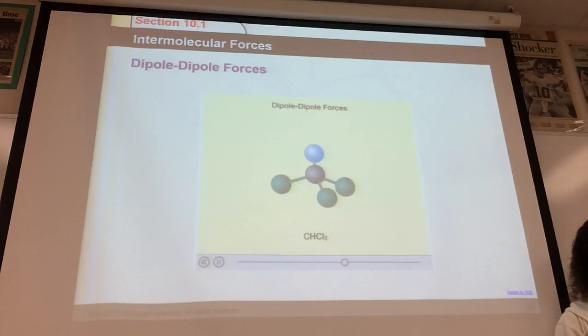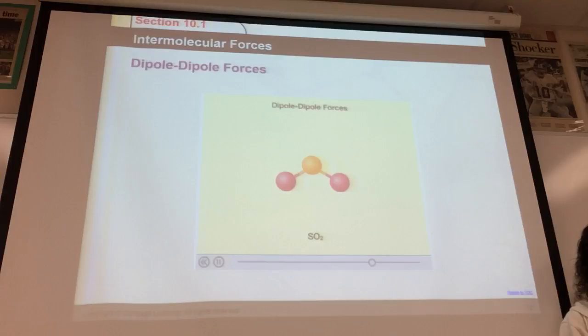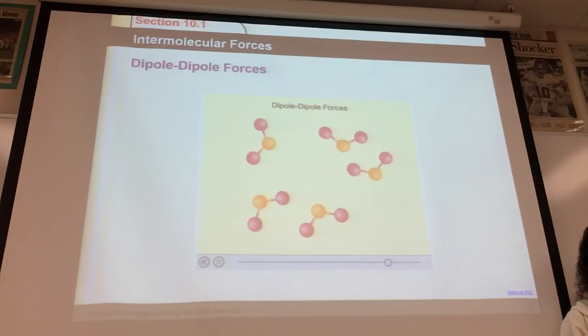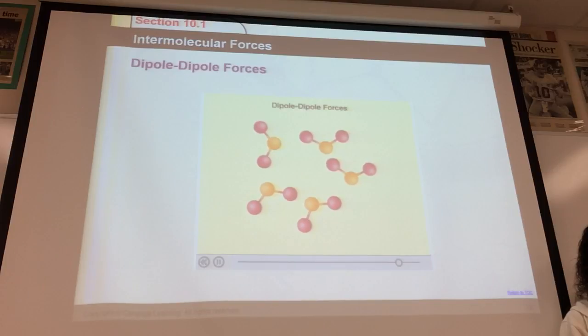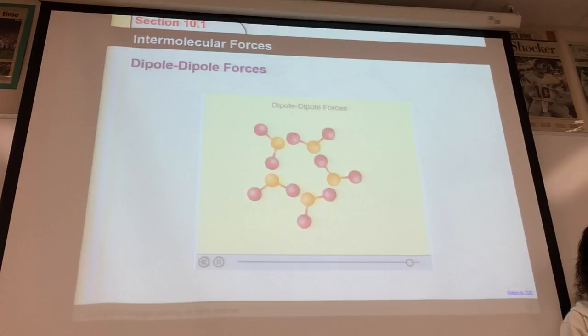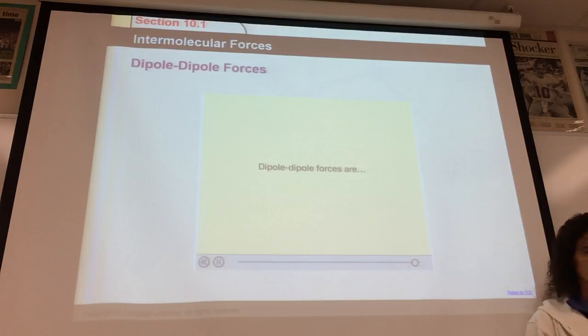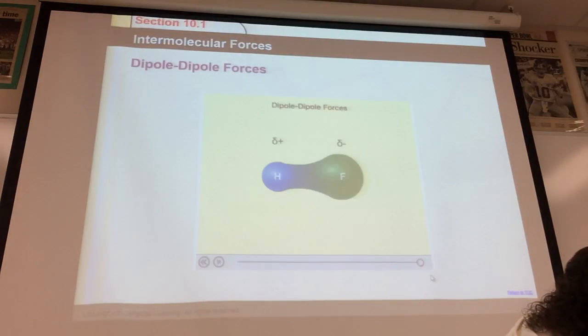It is polar. Molecules such as sulfur dioxide have asymmetrical structures due to one or more unshared pairs of electrons on the central atom. Sulfur dioxide is an asymmetrical molecule with polar bonds, therefore it is a polar molecule. When polar molecules such as sulfur dioxide are close to one another, they tend to align so that the positive end of one molecule points towards the negative end of another molecule. Attractions among polar molecules are called dipole-dipole forces.